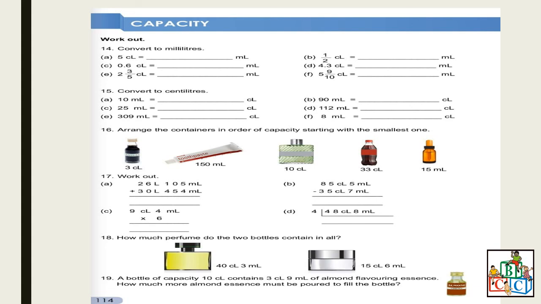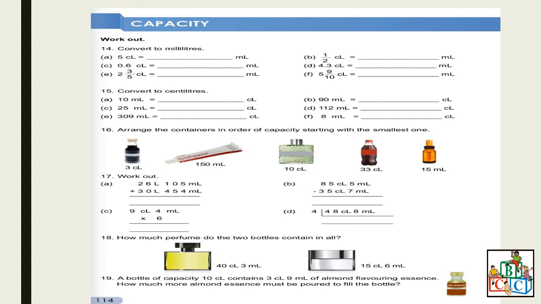You are going to copy the questions, you will do it by yourself, then you're going to check. Take a look now on page 114. You have all the questions which you need to work out, number 14 to number 19. So 14, 15, I guess very easy. 16, 17. For 16, you have to arrange the containers in order of capacity starting with the smallest one. We are going to see this in a while. As for number 17, very easy: addition, subtraction, multiplication. For number 18, how much perfume do the 2 bottles contain in all? So addition.